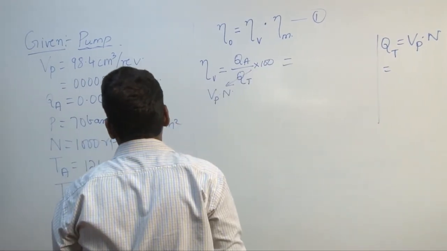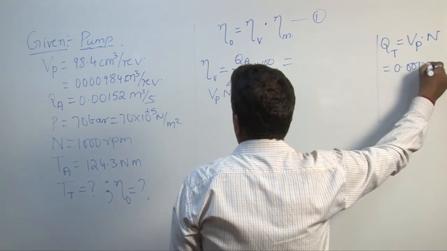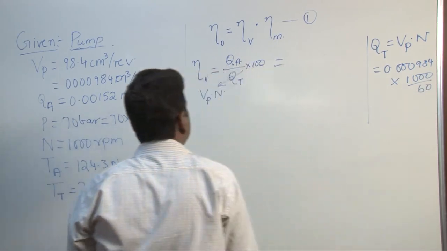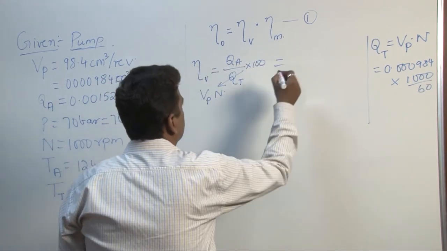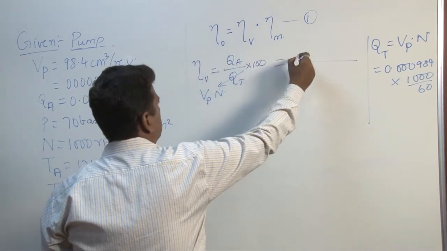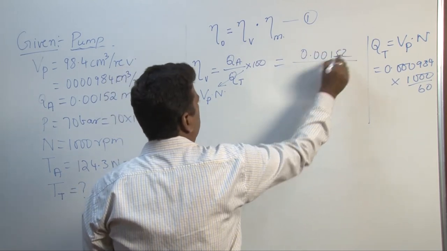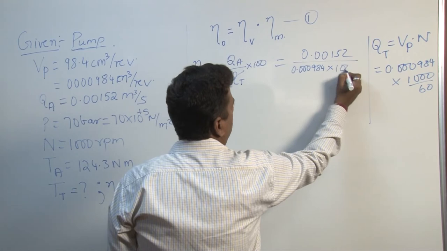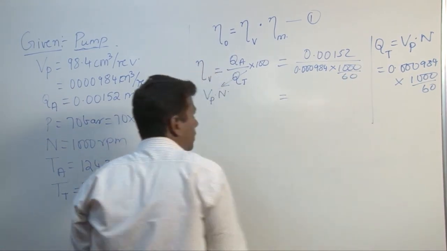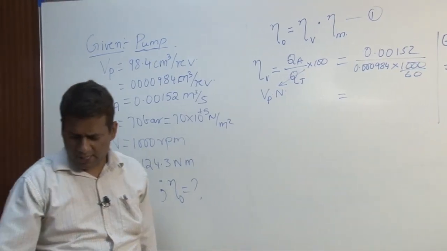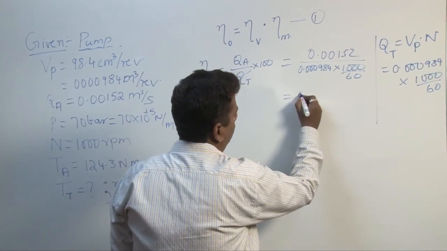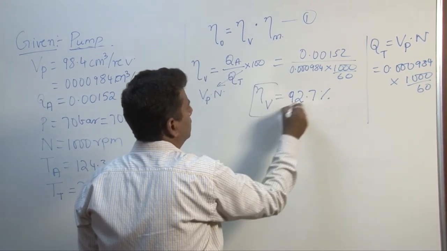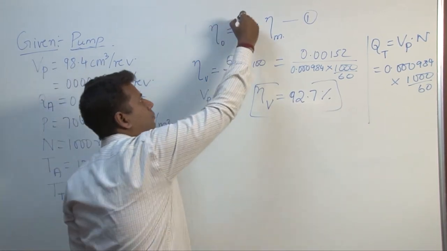So Vp is 0.0000984 multiplied by N, which is 1000 rpm divided by 60. Substituting, Q actual is 0.00152 and Q theoretical is 0.0000984 into 1000 by 60. After simplifying this, you will get the answer as 92.7%. So simplify this and you will get the volumetric efficiency. Volumetric efficiency is available.